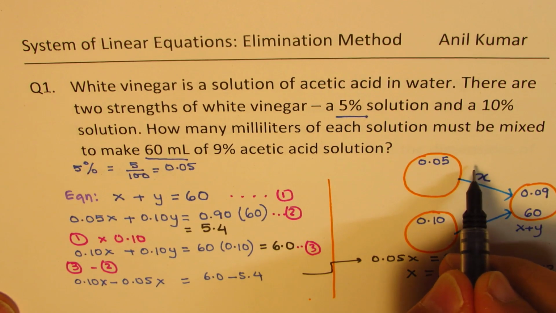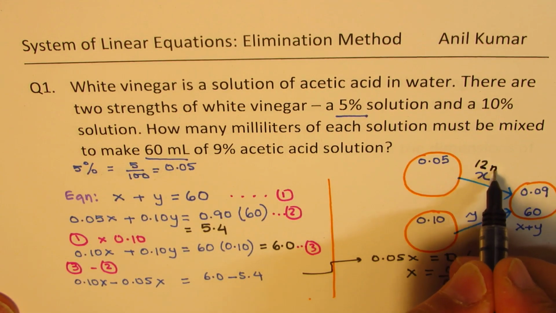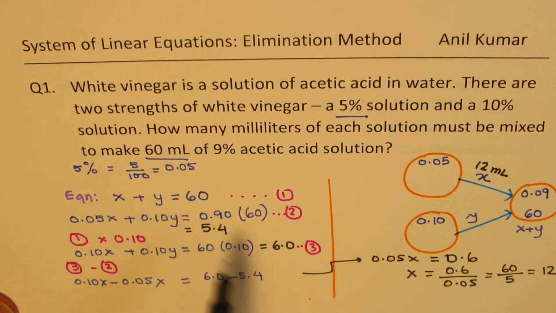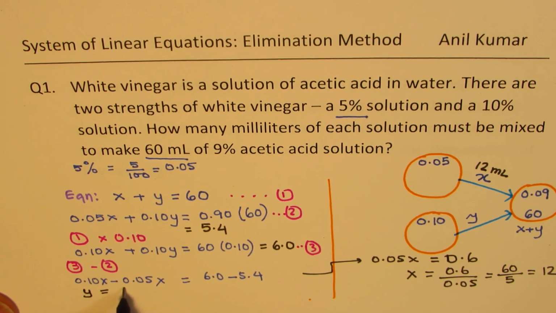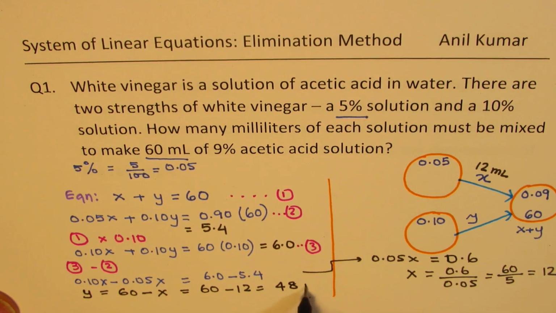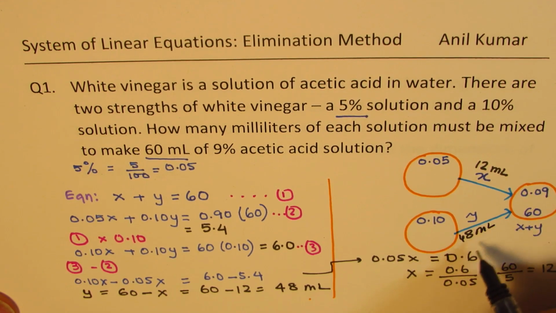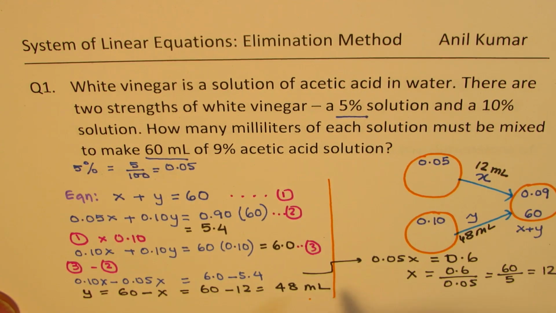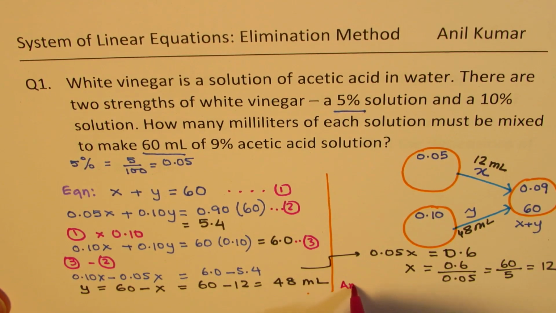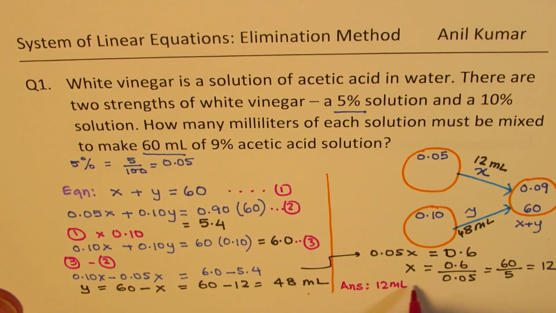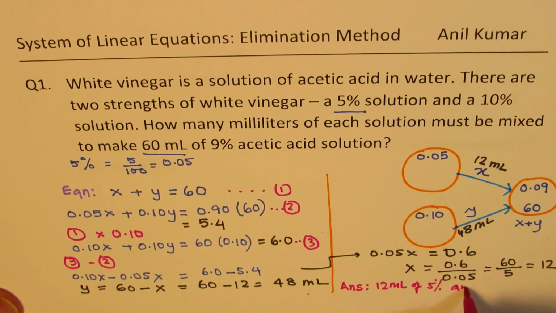So we know this 5% of acetic acid is 12 milliliters. Now how much is y? We can use this value of 12 in our equation number 1 and then figure out that y should be equal to 60 minus x, which is 60 minus 12, or equals 48 milliliters. Clear? So we can now write down our answer, which is we need 48 milliliters of y and 12 milliliters of x. So our answer here is we have 12 milliliters of 5% and 48 milliliters of 10% solution.